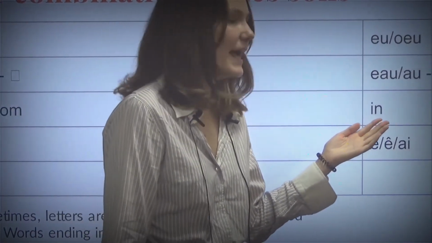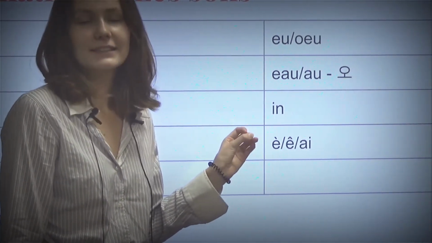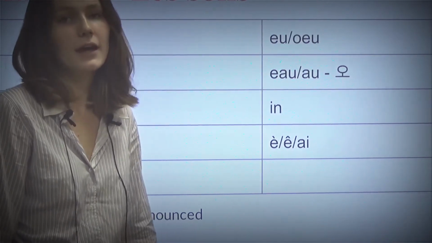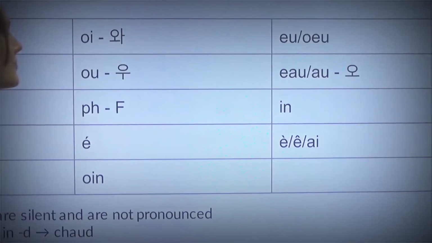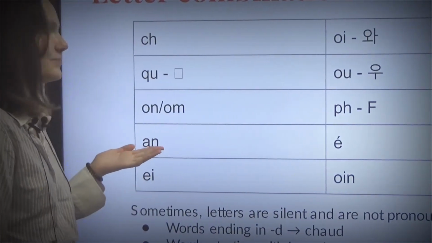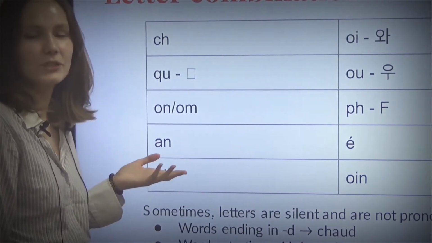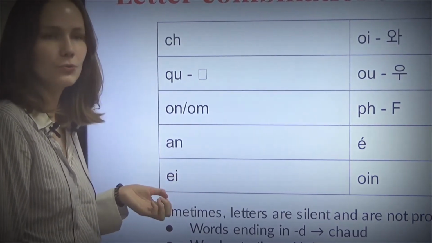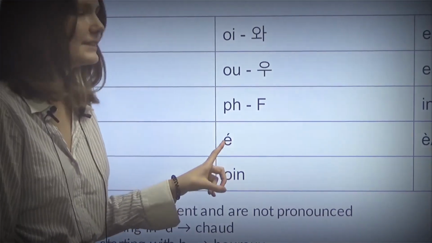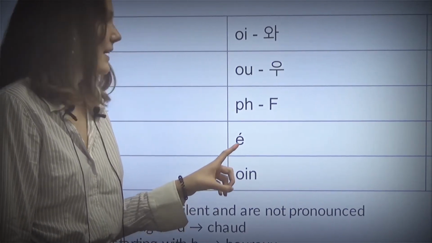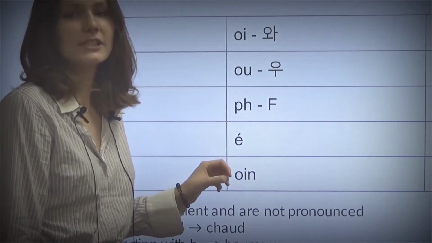Then we have IN, which is un, and an example of that sound would be incroyable, which is incredible in French. Then we have AN, which sounds like on, and an example is chanson, and that means a song. Then we have different accents. This one is é, and an example with that sound is éléphant, which is an elephant.